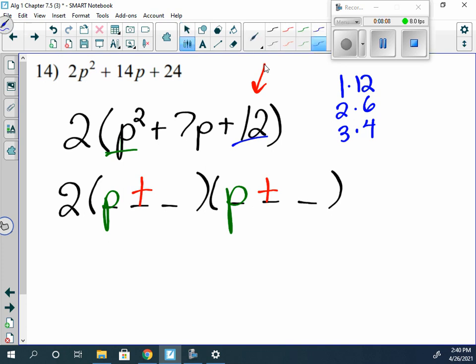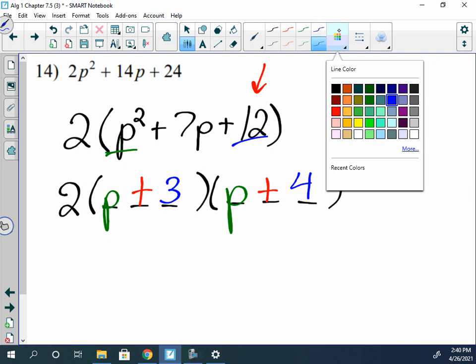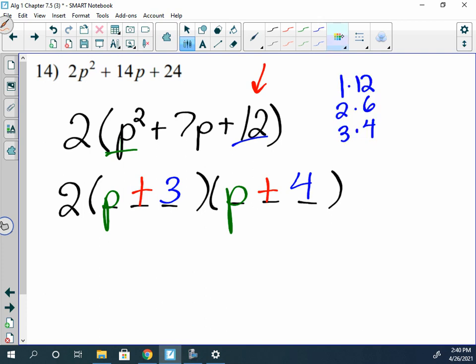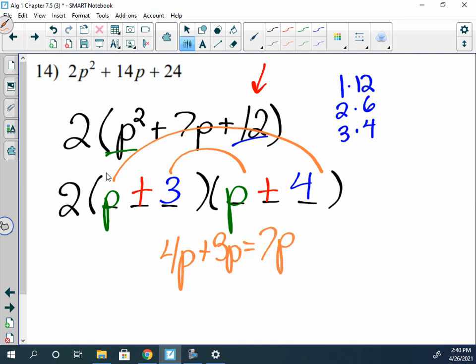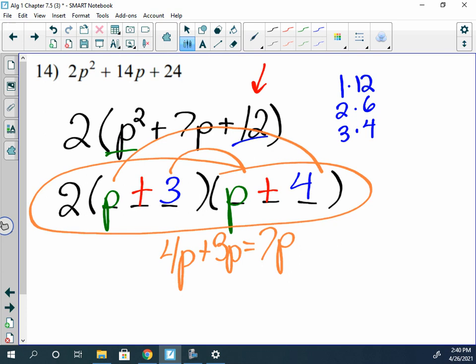Which ones do we want to try first? Three and 4. And then we can check it. p times 4 would be 4p. 3 times p is 3p, which gives us a total of 7p. Is that what we wanted? So this here is our answer.